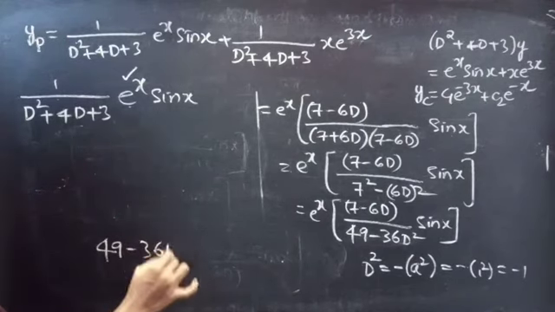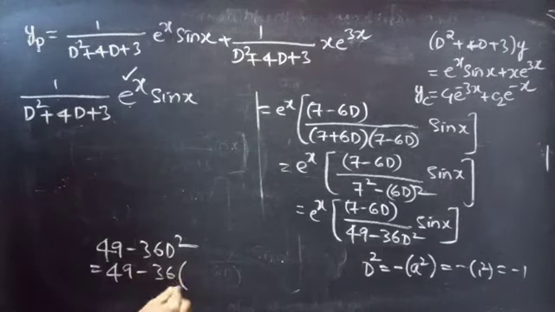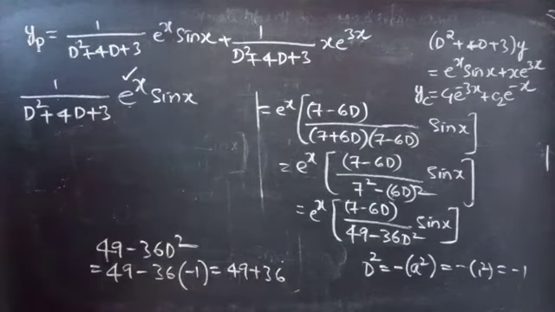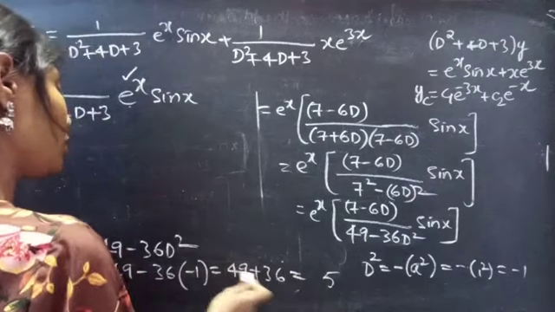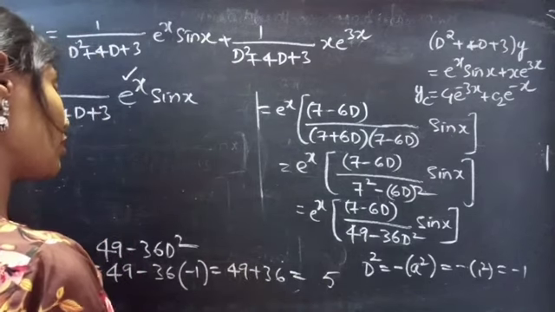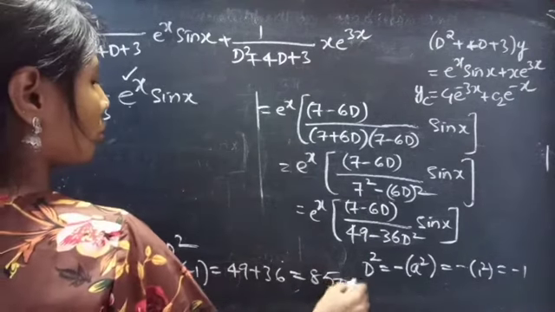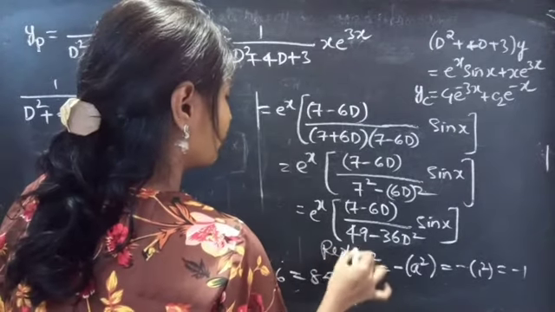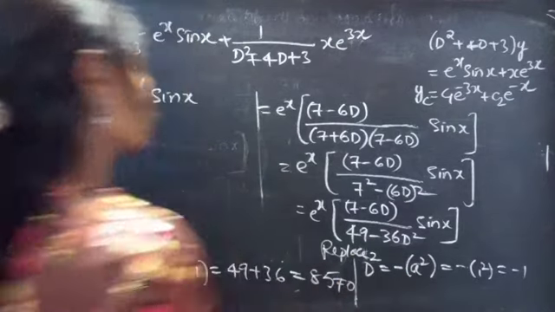49 minus 36 d square is our denominator, right? So we'll replace d square by minus 1. We'll get 49 plus 36. 9 plus 6, 15. 3 plus 4, 7. 7 plus 1, 8. 85, which is non-zero. So we can replace d square, which is equals to minus a square, which is equals to minus 1, right?